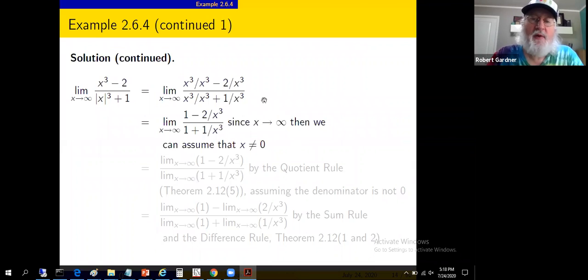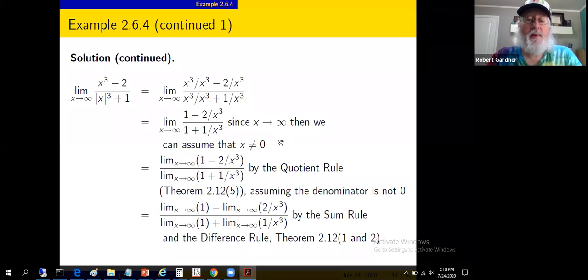Okay, here's where we left off on the previous slide. Cancel the x's. I can cancel these to get a 1. I can cancel these to get a 1. So I can't do anything here. Nothing to cancel there. You sure x is not 0? I'm sure x is not 0. X is approaching positive infinity, so it's a big positive number. Think of it like that.